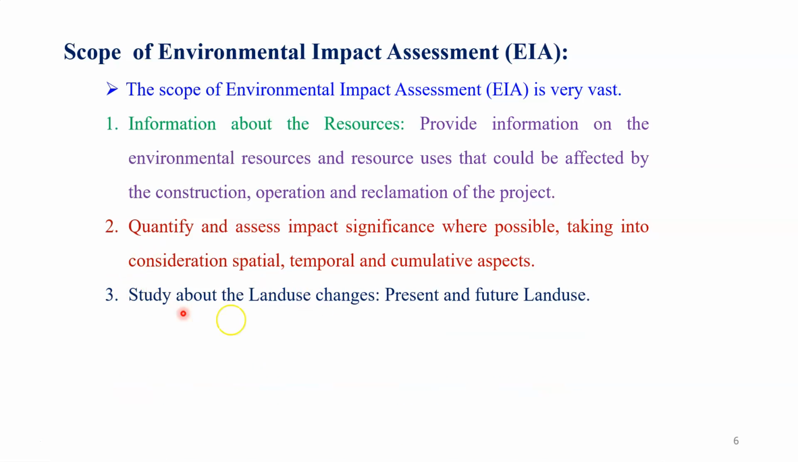Then the third very important point is the study of land use changes, present and future. That is very important. When we do the analysis of the environmental impact assessment, we carry out a detailed study of the land use pattern of that particular area. What land use pattern is available today, and what the land use pattern will be after the project that we observe in that period. So we compare both, before the project and after the project. What type of impact we observe at that particular environment or place, we study in this subject.